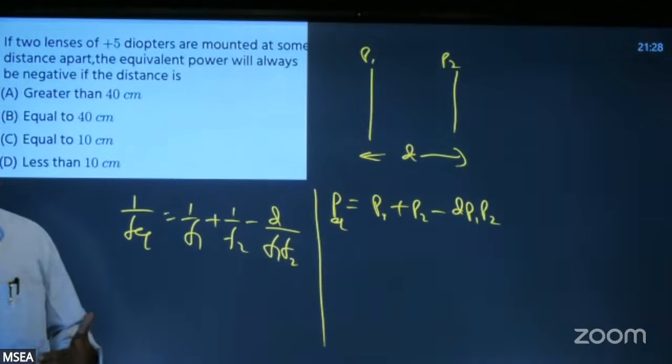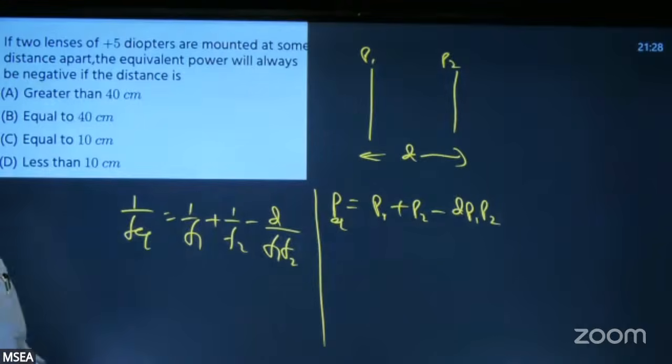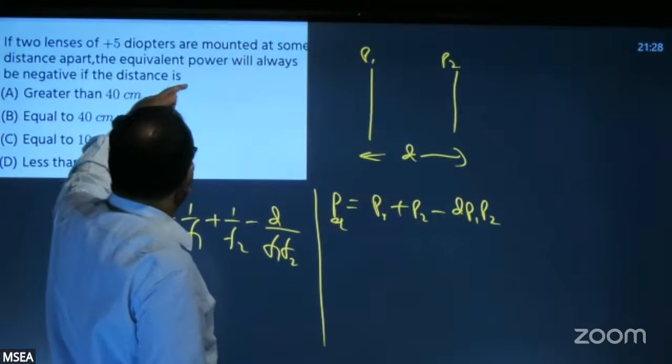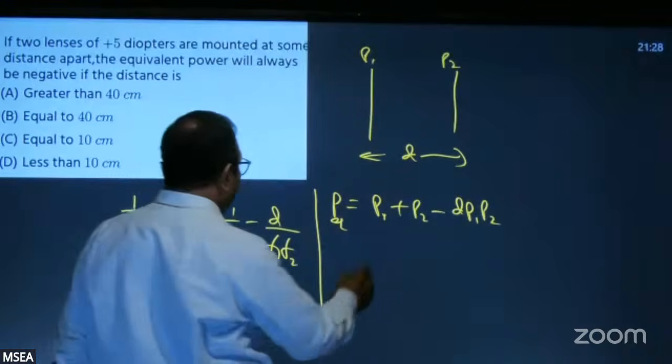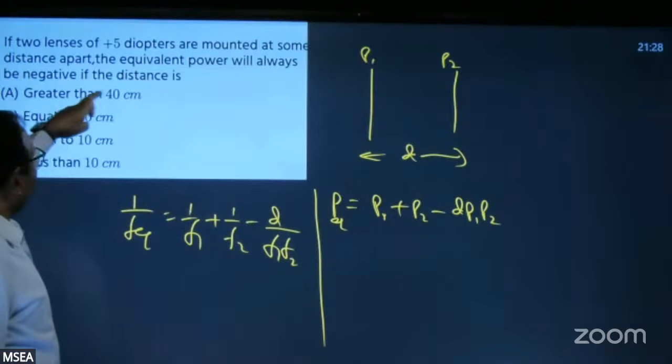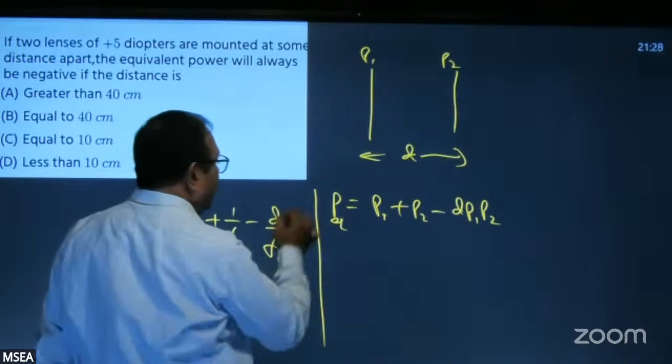For a convex lens, it is positive. For a concave lens, it is negative. The same sign convention applies to power and to focal length. Then two lenses of plus 5 diopters are mounted at some distance apart. So what is it asking? The equivalent power will always be negative.